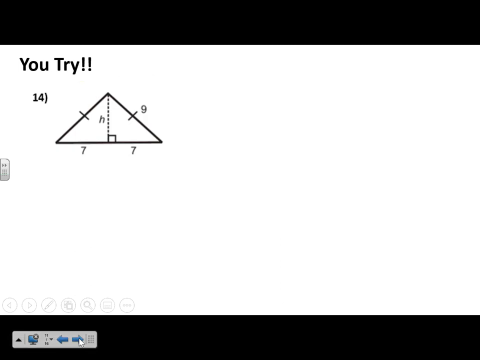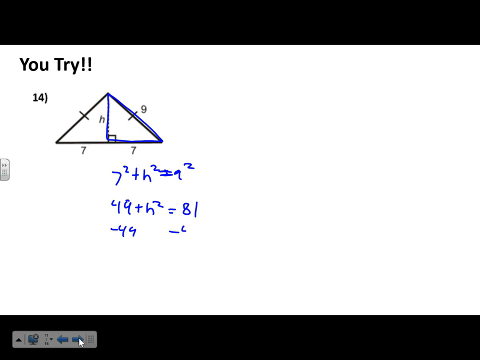So go ahead and do these on your own. This one, we look at this right triangle. And again, pause this and do them on your own, and then hit play to check your answers. So we end up with 7 squared plus h squared is equal to 9 squared. So that's 49 plus h squared is equal to 81. Subtract 49. You're getting h squared is equal to 32. Then when you take the square root of both sides, you end up getting h is equal to 5.66.